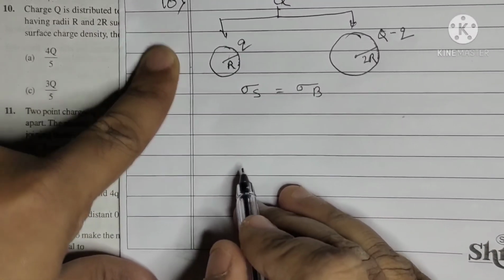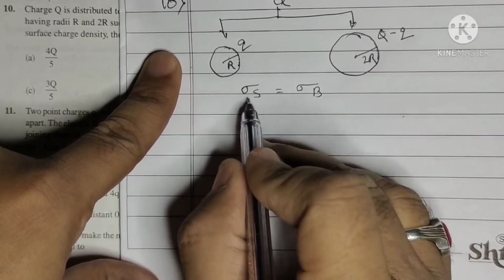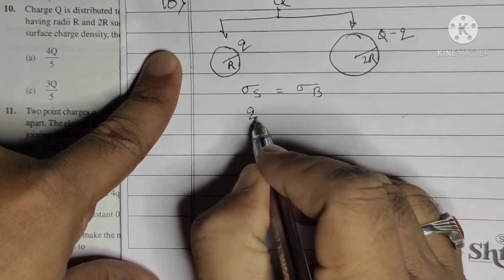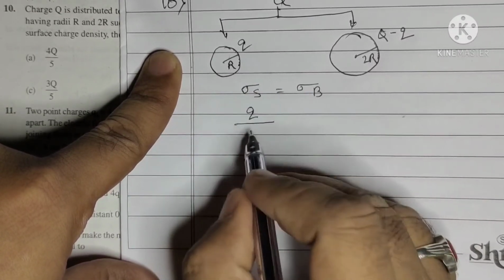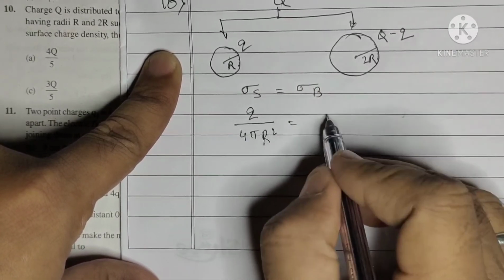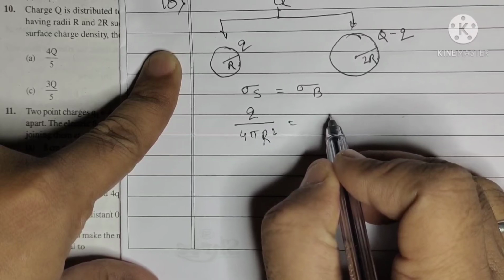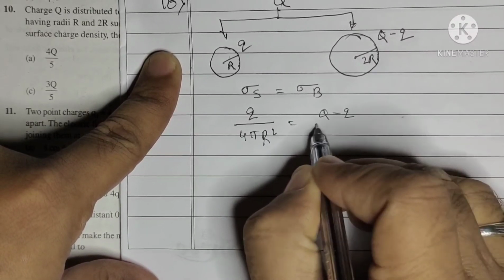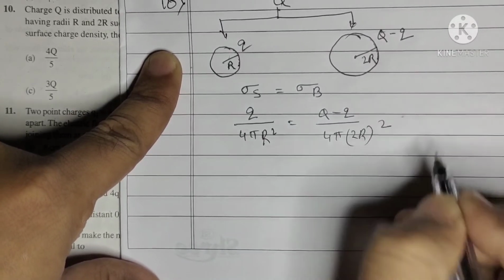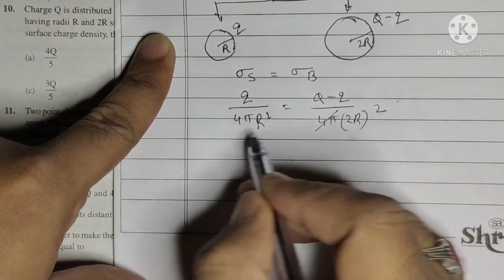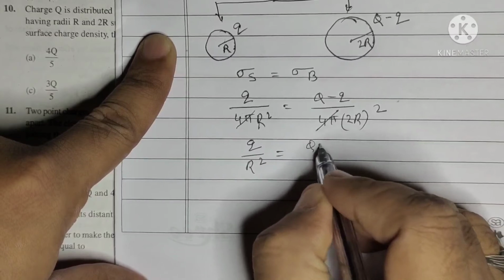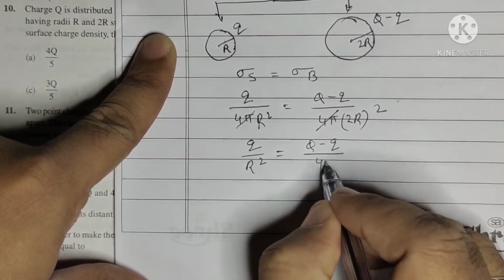We know that surface charge density is charge by area. For the smaller sphere, the charge is q divided by area 4 pi r square. This equals, for the bigger sphere, the charge Q minus q divided by the area 4 pi 2r whole square. The 4 pi gets cancelled. So q by r square equals Q minus q divided by 4r square.